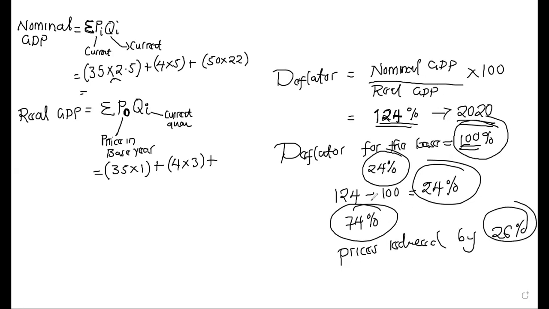Okay. So it depends on whether it's above 100 or less than 100. If it's above 100, it means prices had increased by that amount. If they're below 100, it means they reduced by that amount. So that's how you calculate the inflation rate using the deflator. This one is straightforward.